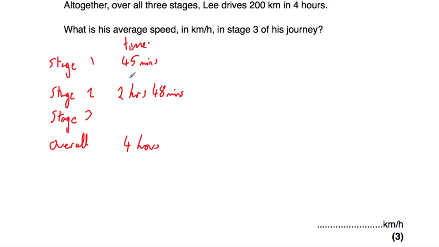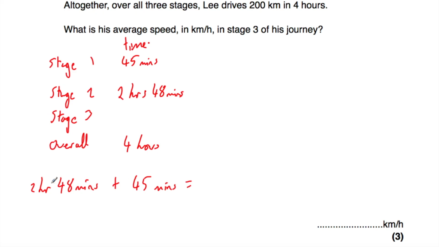So let's work that out. To do that, I'm going to add together these two times here, stage 1 and stage 2, and then take that away from 4 hours. So 2 hours and 48 minutes plus 45 minutes would be equal to, let's work that out.